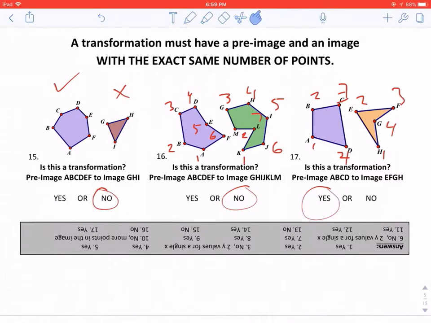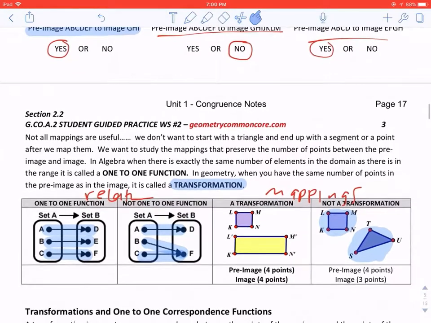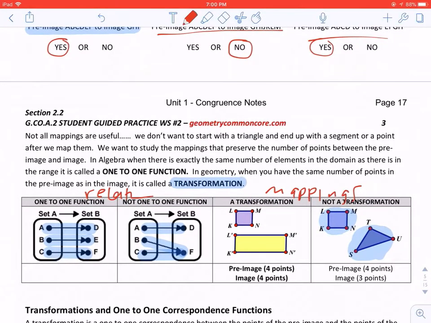Please do your assignment. Your assignment specifically is going to be section 2.2, practice worksheet 2. Thank you. Okay.